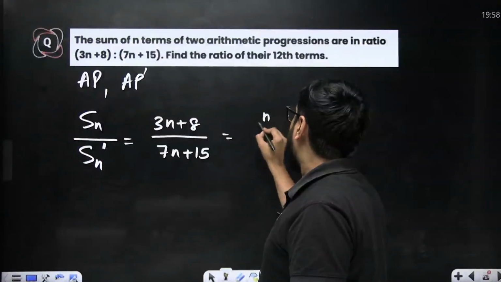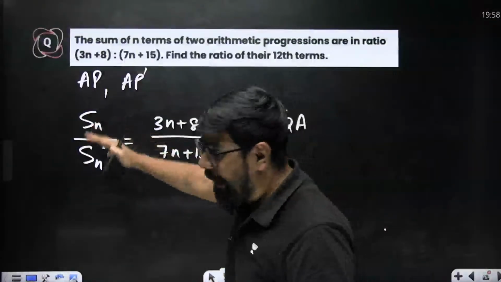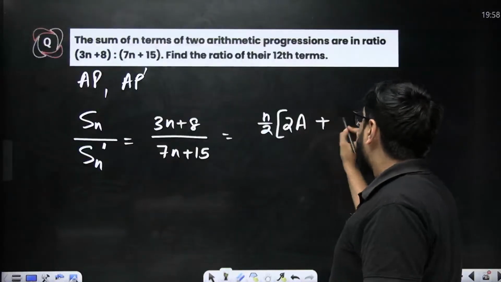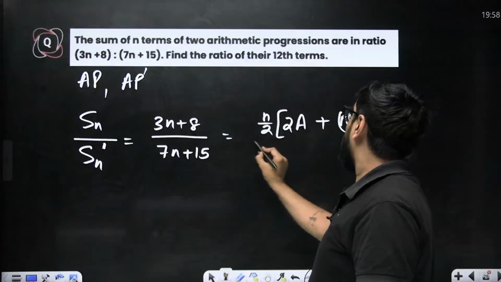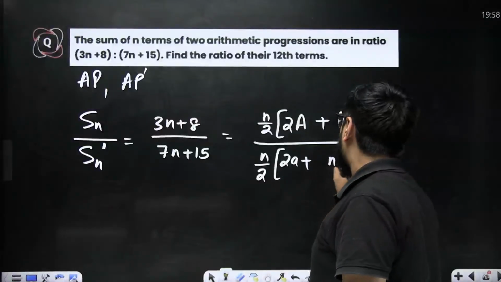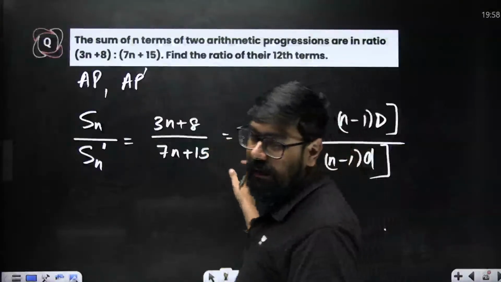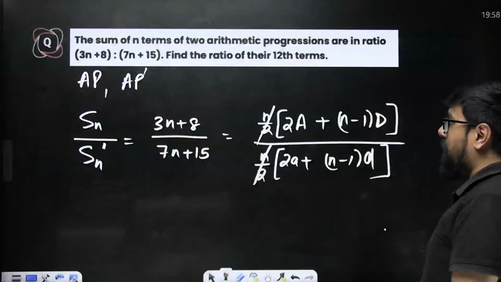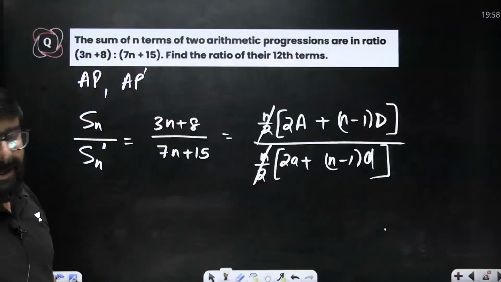I know n by 2 multiplied with 2A, let's say capital A is the first term of the upper AP and small a is the first term of the lower AP, plus n minus 1 into capital D, the common difference of the upper AP. In both, the sum of n terms only we are finding. So this will be 2a plus n minus 1 into small d, where small a and small d are the first term and common difference of the lower, dashed AP. n by 2 obviously will get cancelled because sum of n terms only we are talking about. Correct.